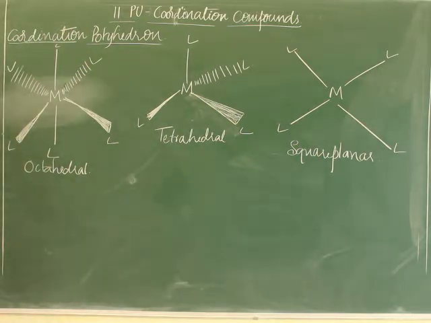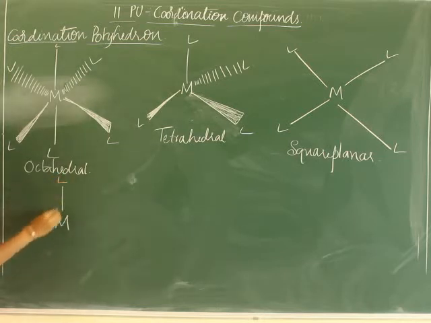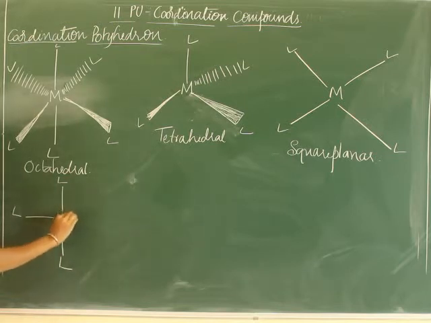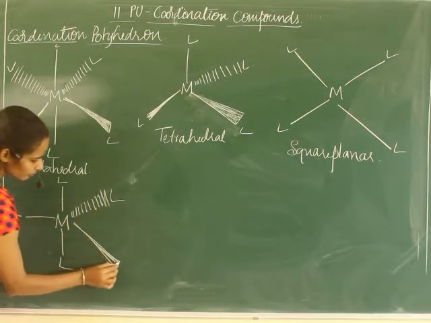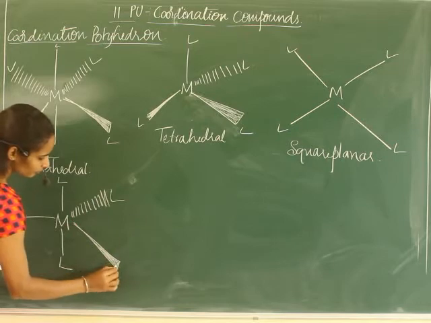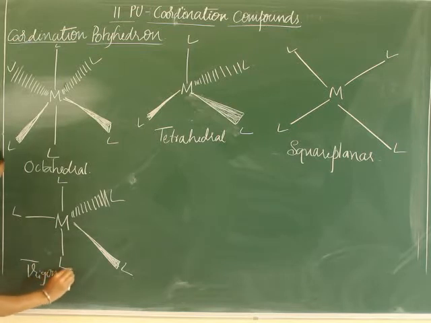Next is trigonal bipyramidal. Here it is the metal atom. These three ligands are in a single plane, and here two more ligands. This is a trigonal bipyramidal.